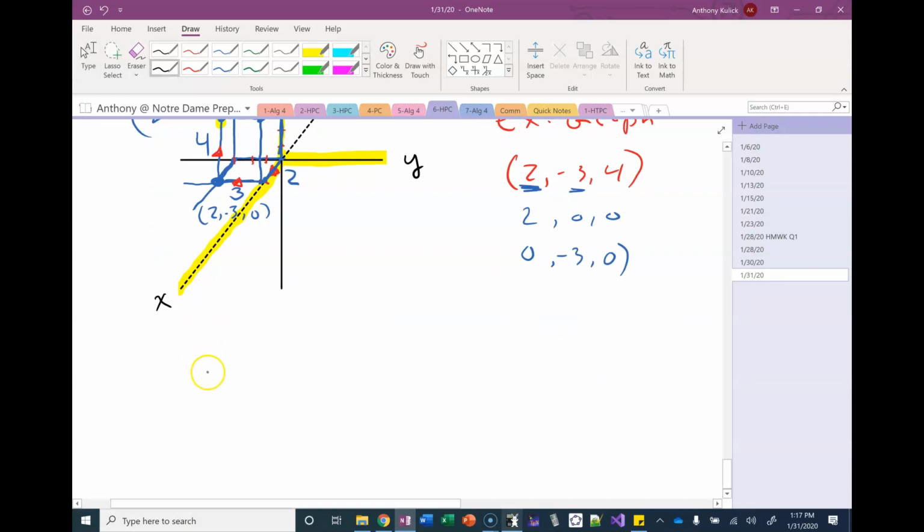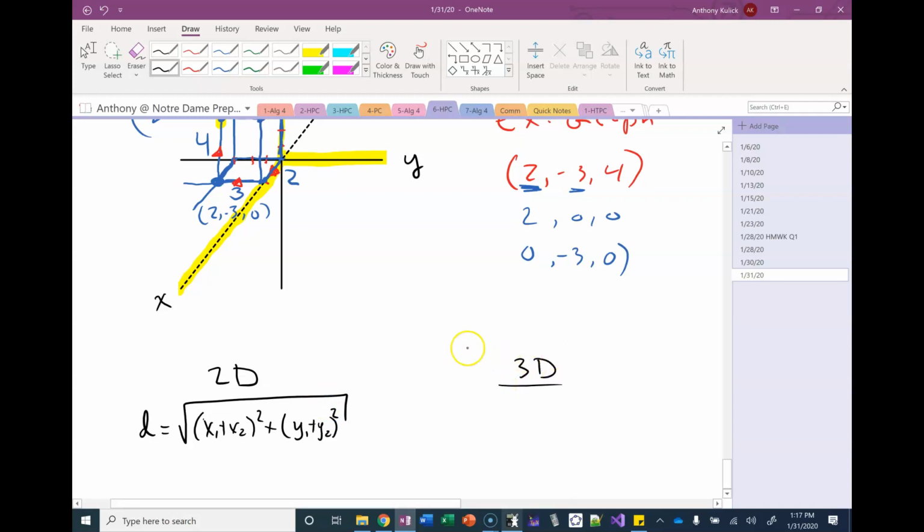So in 2-dimensional space, we have a distance formula, right? Everybody recognize that? In 3-dimensional space, we have a distance formula. What do you suppose it's going to look like? Yeah, it's the same thing with one extra component for the z's.